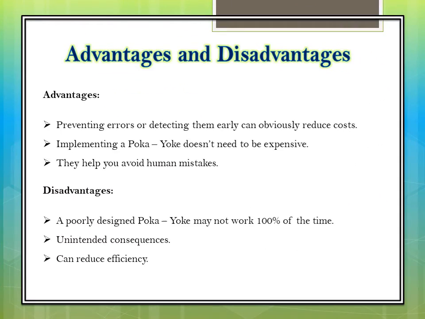So finally, let's take a look at some advantages and disadvantages of Poka-yoke. Now in terms of advantages. First, preventing errors or detecting them early can obviously reduce cost, particularly if you are producing 1,000 or 10,000 or even millions of components per day. Secondly, implementing a Poka-yoke doesn't need to be expensive. And finally, they can avoid human mistakes.